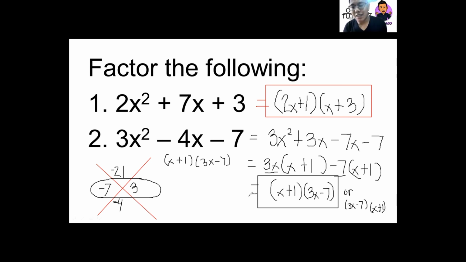So that is how we factor general quadratic trinomials. We could use the trial and error method or we could use the AC method.